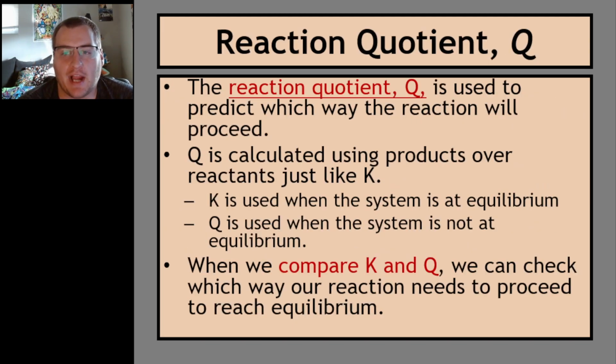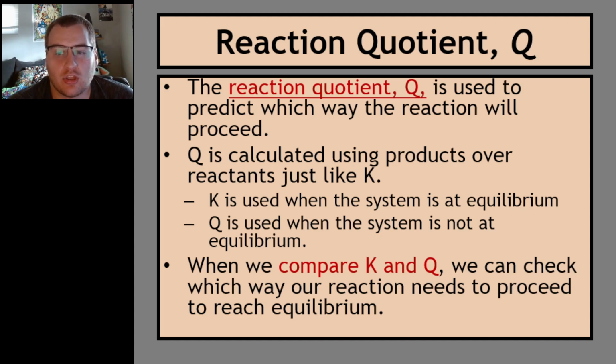That's what we use the reaction quotient for, Q. The reaction quotient Q is used to predict which way the reaction will proceed. Q is identical to K. It's calculated using products and reactants, the same setup. But the main difference is K can only be used at equilibrium. But Q is used when your system is not at equilibrium, when your reaction is just beginning, or in the middle of your reaction, or if you're testing to see if you're at equilibrium.